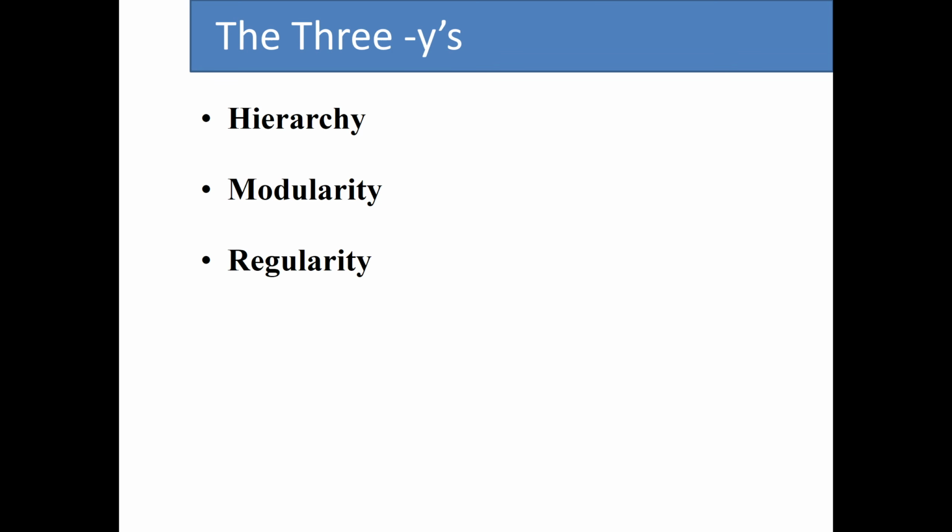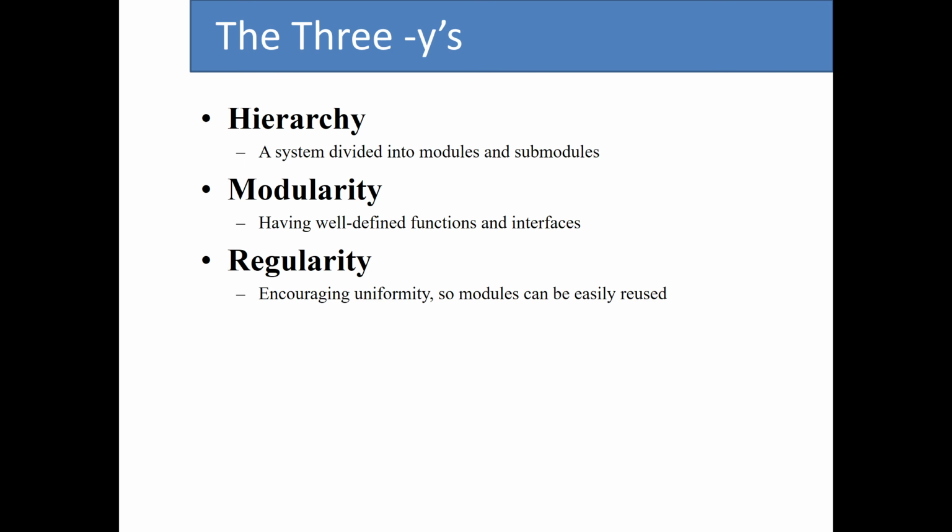What about the 3 Y's that I mentioned in the beginning of the lecture? Hierarchy, modularity, and regularity. These are the design choices that we will follow in this course. So let's just go over their definitions. Hierarchy means that the system needs to be able to be divided into modules and submodules. This is something that is understandable. Any complex system can be broken down into smaller subsystems or modules. As for the modularity, it is defined as having well-defined function and interfaces.